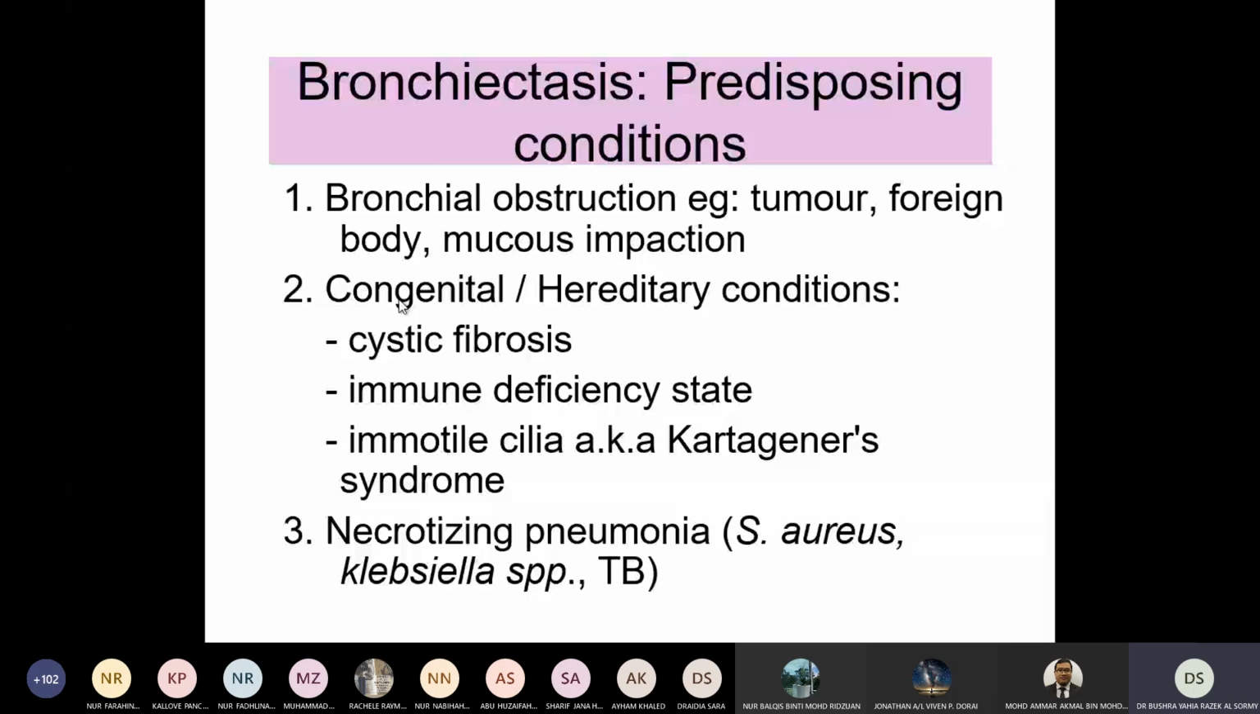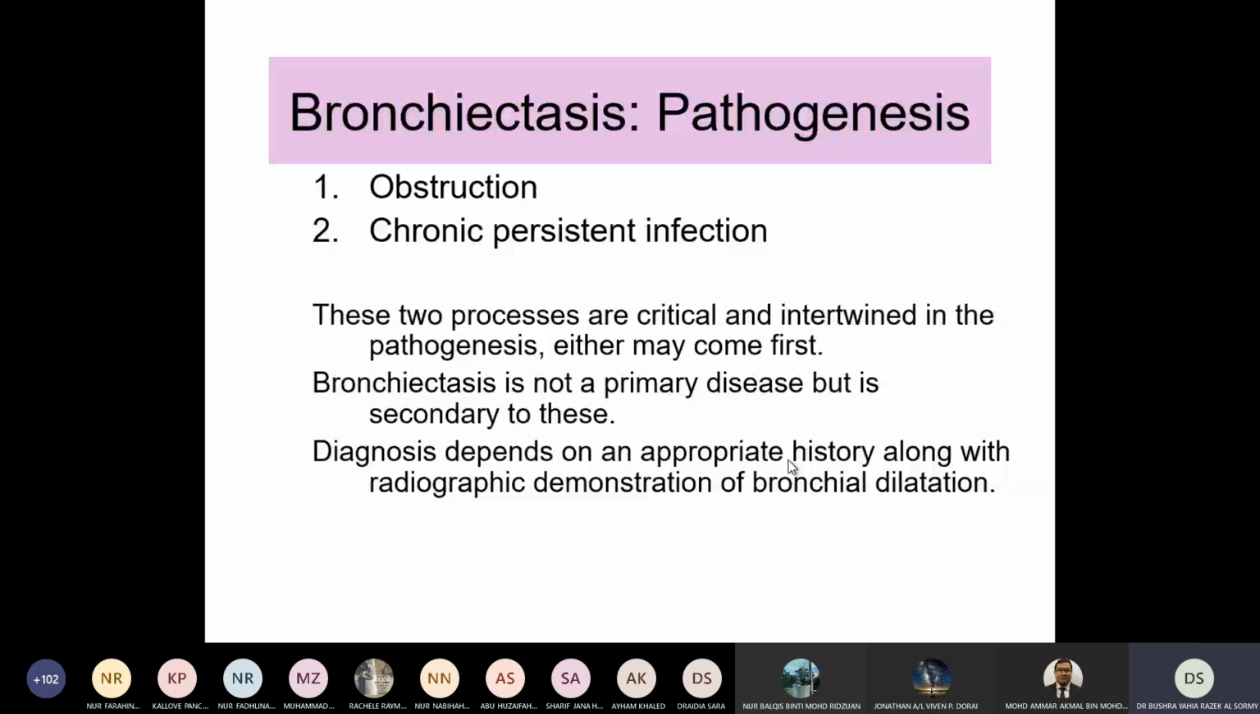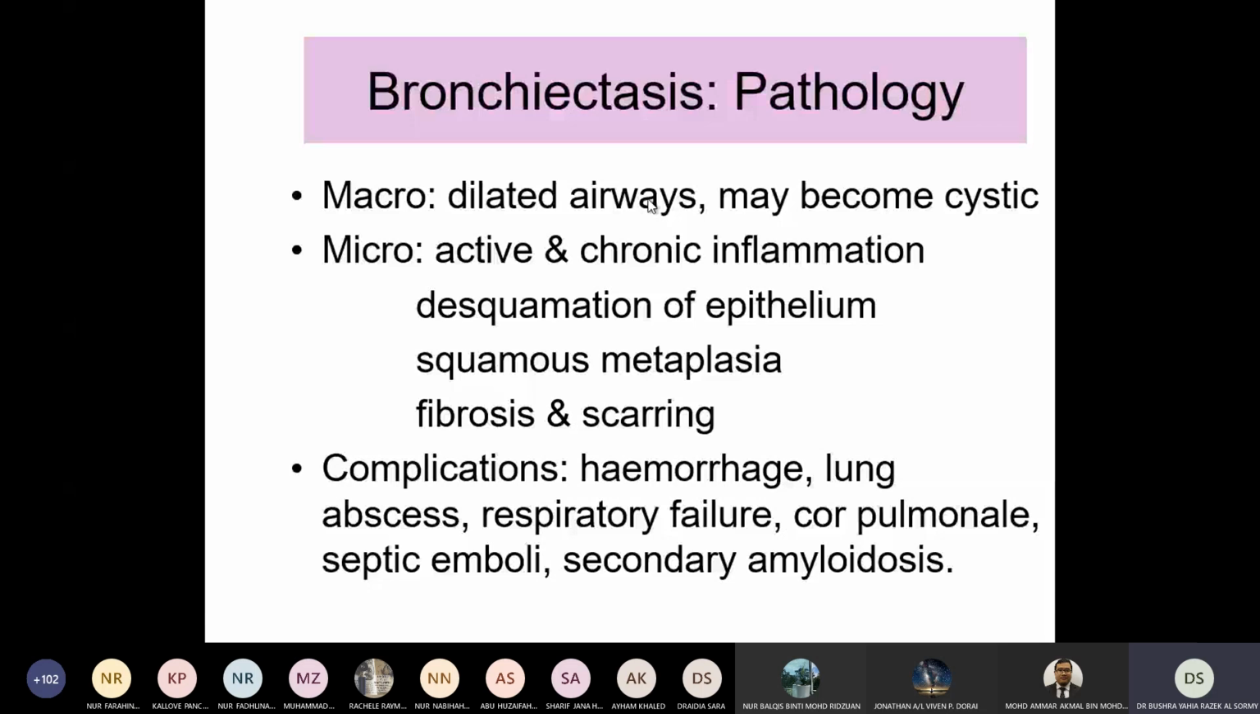We said the diagnosis depends on the history along with radiological demonstration of bronchial dilatation. Okay. Usually, what is the morphology? Dilated airways that may become cystic, active chronic inflammation, desquamation of the epithelium, squamous metaplasia, fibrosis, and scarring. What are the complications? Hemorrhage, lung abscess, respiratory failure, cor pulmonale, also septic emboli because of the infection, and secondary amyloidosis because of chronic inflammation.